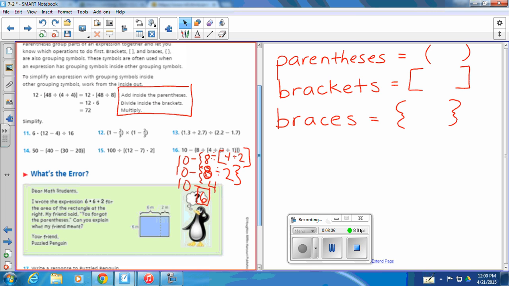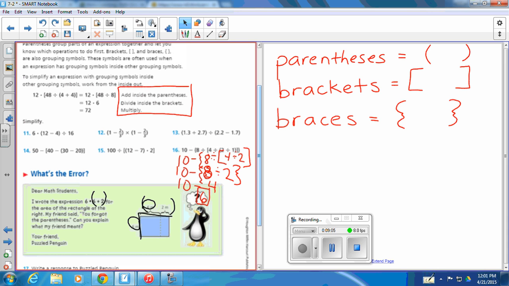Okay, so for this one, remember we know area is length times width. We have to figure out what this quantity is first in order to multiply length times width. If we did it this way, we're multiplying 6 times 6 first and then adding 2. But we actually need the parentheses here to get the length of that one side first, and then multiply by the other side. Okay, so your puzzle penguin will be similar to that on your homework tonight.